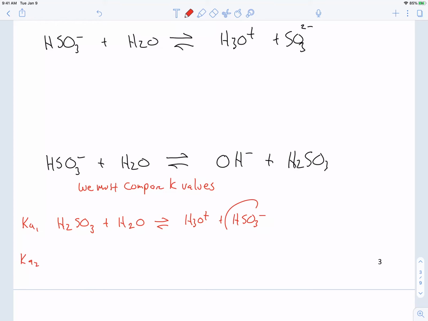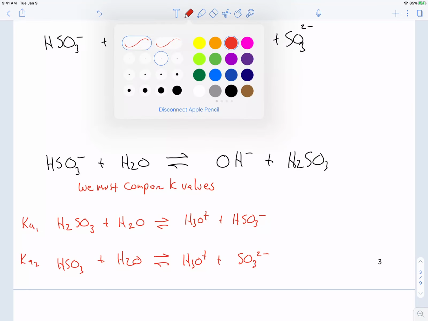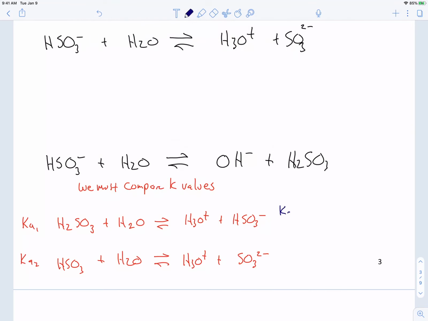In the second reaction, we start with bisulfite. And this too means the second hydrogen is going to come off. And we get H3O+ again, but this time we get the sulfite ion, which is a -2. Okay, now if you look it up in the textbook, in the appendix, this is Ka1, and you need to distinguish when do I use Ka1 and when do I use Ka2, and that's a big challenge for most students.